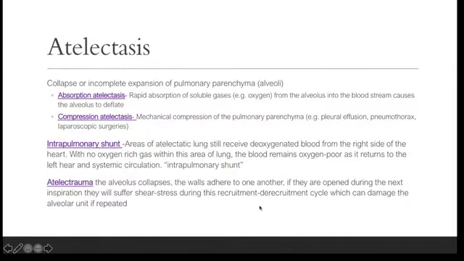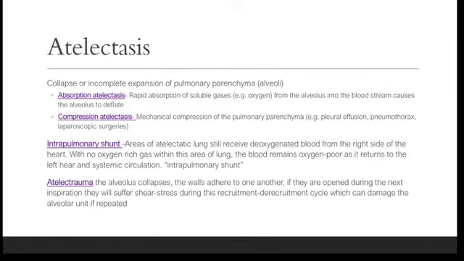And the second main type of atelectasis is compression atelectasis, which is a mechanical compression of the pulmonary parenchyma, and that can happen in disease states such as pleural effusion or pneumothorax, but relevant to veterinary anaesthetists and people who are doing laparoscopic surgery, the distension of the abdomen causes cranial displacement of the diaphragm, which puts direct pressure on the lungs and leads to compression atelectasis. So we have a mixture of both, probably during laparoscopic procedures particularly.